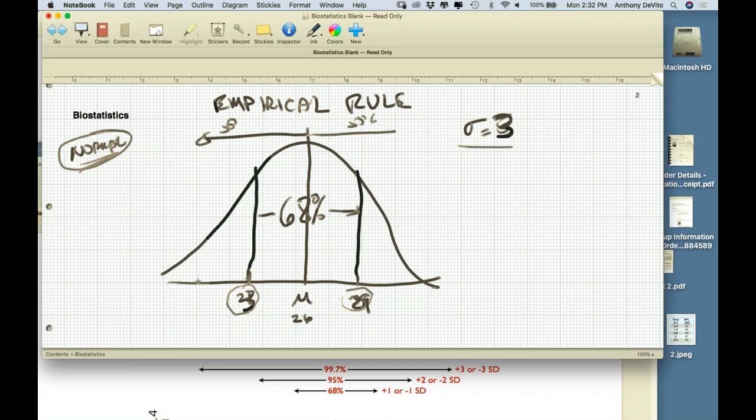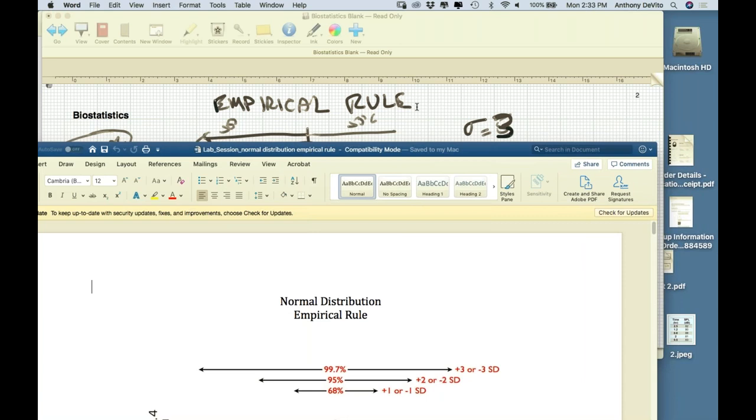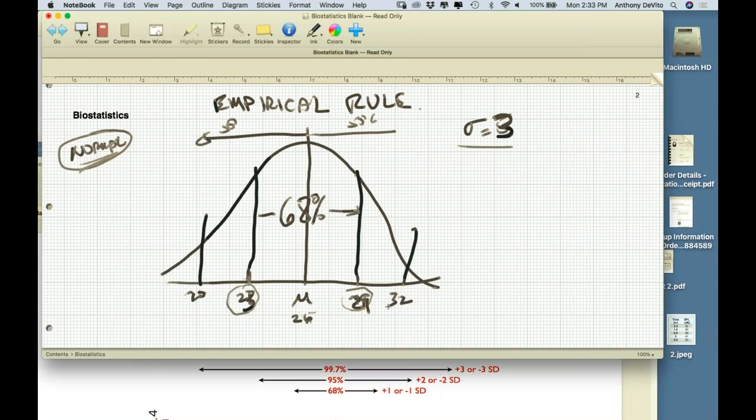Now I'm going to go two standard deviations out. How far is two standard deviations? Well, it's 6, 2 times the standard deviation. 6 below would be 20, and 6 above would be 32. Based on the empirical rule, that tells me that approximately 95% of the population is within two standard deviations below the mean and two standard deviations above the mean.